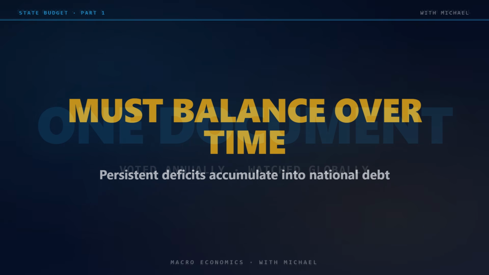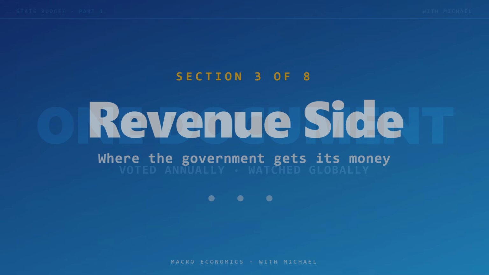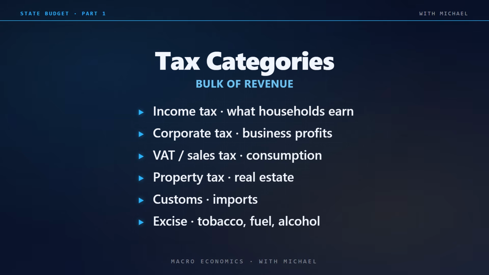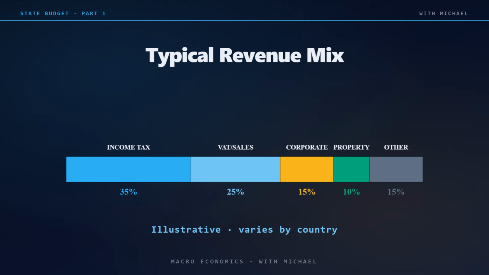Section 3. The revenue side. Where does the government get its money? The vast majority comes from taxes. Income tax, the tax on what households earn. Corporate tax, the tax on business profits. Value-added tax or sales tax, the tax on consumption. Property tax, the tax on real estate. Customs duties, tax on imports. Excise taxes, specific taxes on tobacco, alcohol, fuel, luxury goods. Together, these account for the bulk of government revenue. In a typical developed economy, total tax revenue is between 30 and 40% of GDP. Some Northern European countries collect even more, up to 50% of GDP.